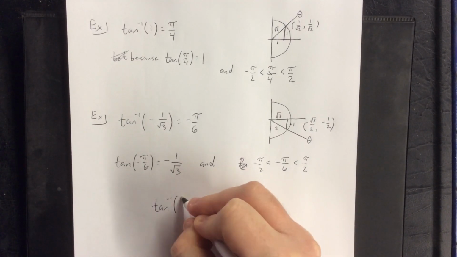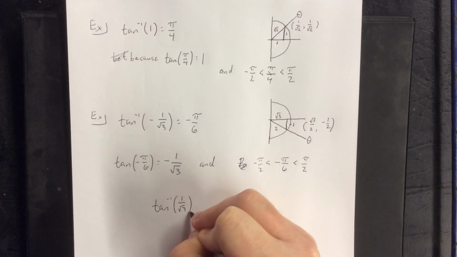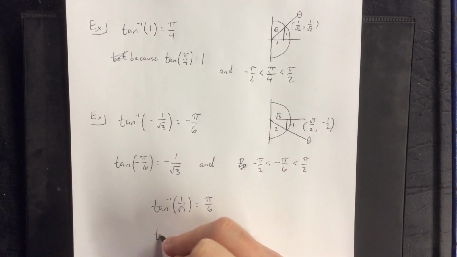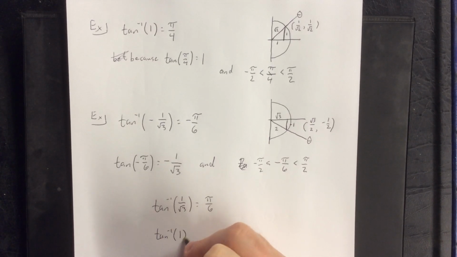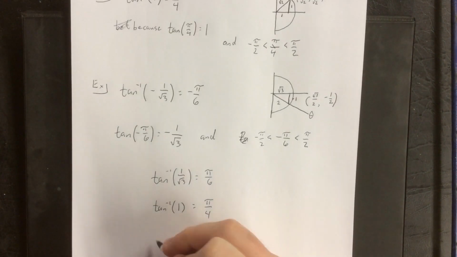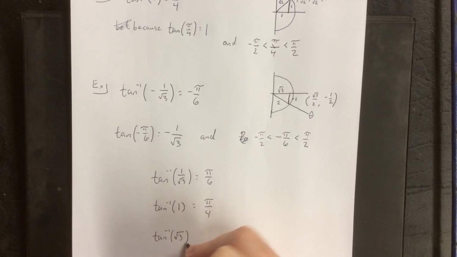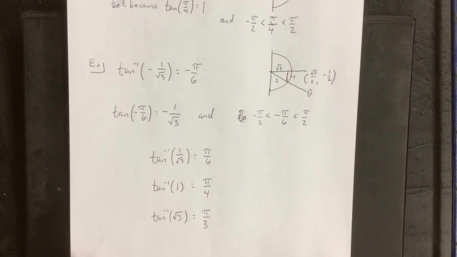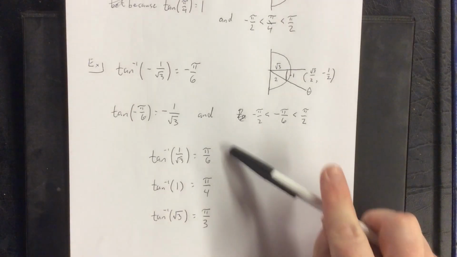These just happen to be the most common ones that we talk about. So the inverse tangent of 1 over the square root of 3 happens from the 30-degree angle. The arctangent of 1 happens from the 45-degree angle, and the arctangent of the square root of 3 happens from the 60-degree angle. Measured in radians, those would be pi over 6, pi over 4, and pi over 3. Commit these to memory.